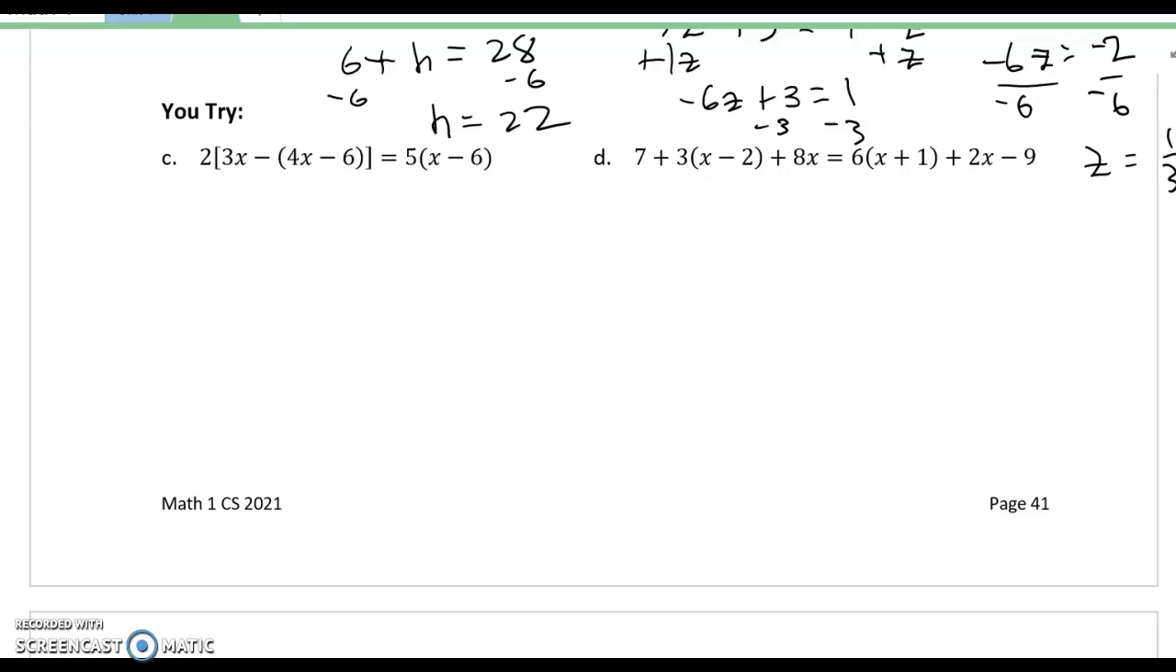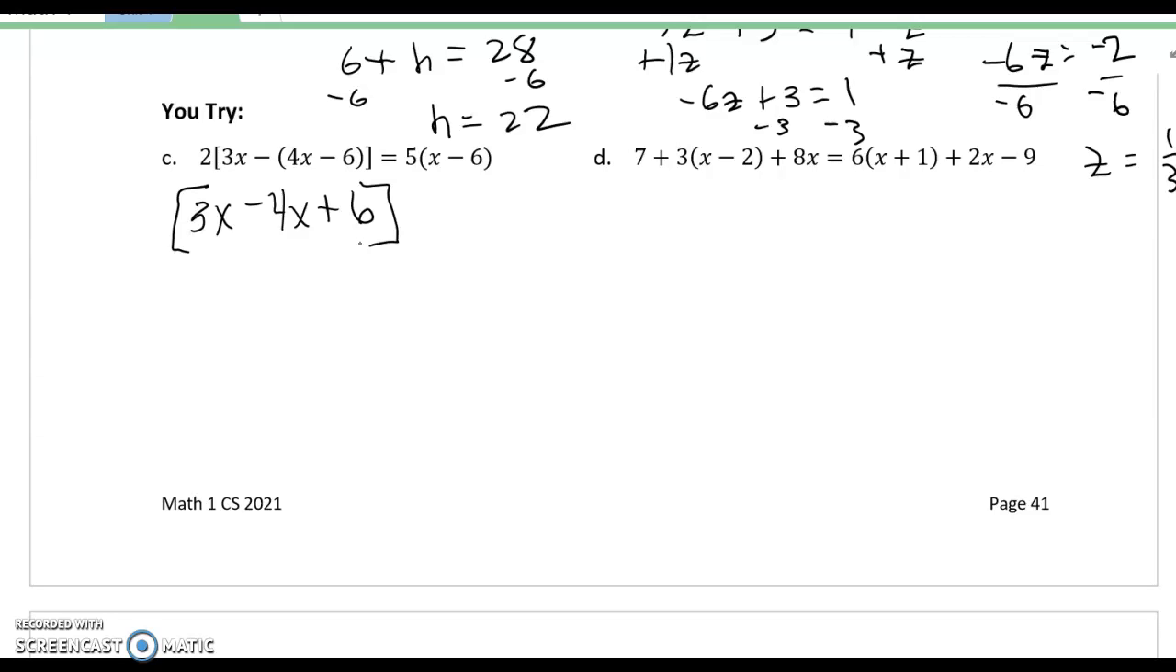All right, so let's see what you can do here with part C. So again, on the left side, you want to start off with the innermost parentheses and work your way out. We're going to start by distributing that negative through the parentheses first. So we get negative 4x plus 6. Once that's done, I'm going to go ahead and bring down the 3x inside the brackets.